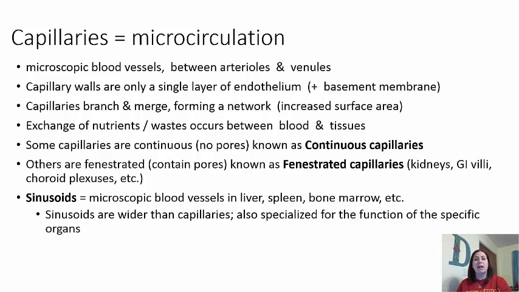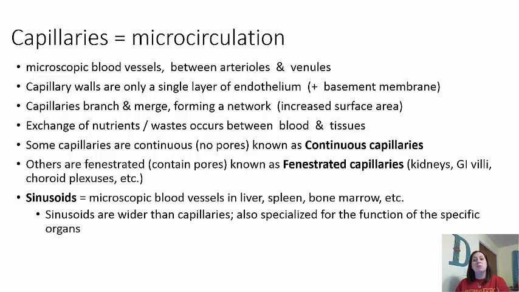The last group of capillaries we see are what we call the sinusoids. Sinusoids are microscopic blood vessels that are found in the liver, spleen, and bone marrow, and there's a good reason why they're found in these particular areas. Sinusoids are wider than capillaries. They're specialized in the function of these specific organs because they have bigger holes which allow for the movement of cells. In the bone marrow, we saw that white blood cells, platelets, and red blood cells were formed here, so they need to be able to enter into the bloodstream here. So these have larger holes so that they can enter.